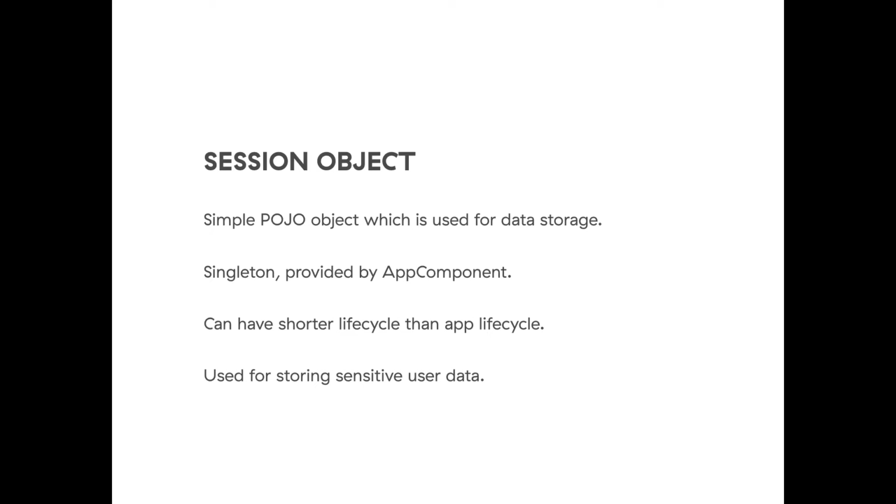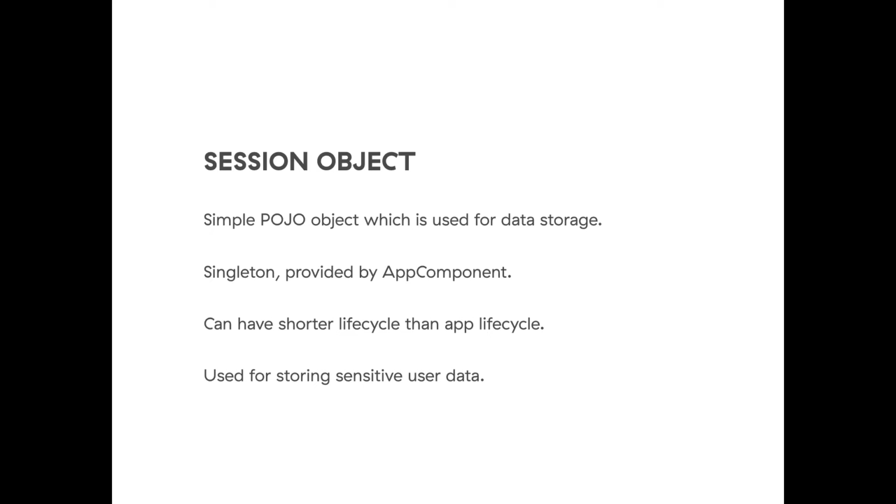So at first we start the application, we're in the public part, everything works okay. Then we go into the private part, we log in with our user, we obtain the authentication token and some user profile data, which is then stored in the session object. While you are in that private part of the application, you are using the data which is stored in the session, and when your user clicks on the logout button, you delete this object. So in most cases it has a shorter life cycle than the app life cycle, as we are using it to store sensitive user data.